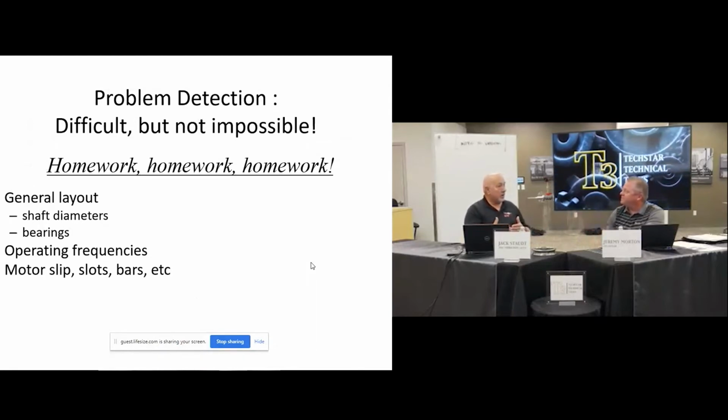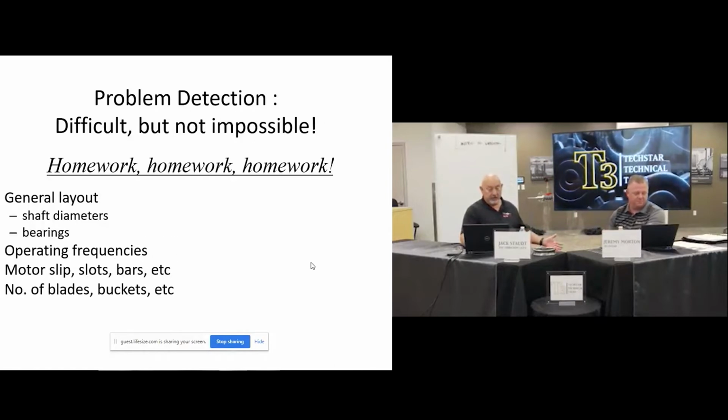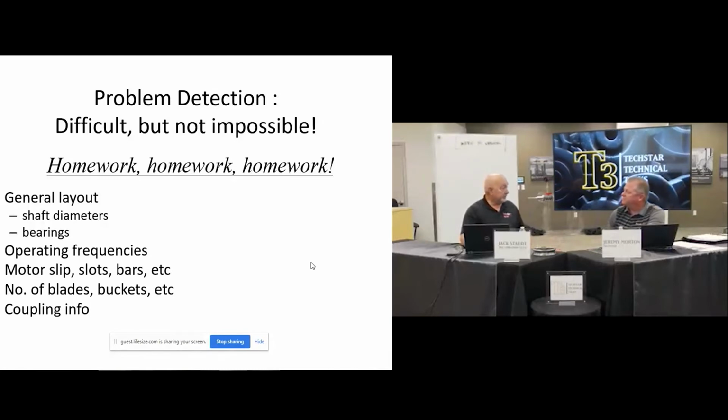Yeah. So, to make sure that guy's collecting good data, you want to make sure your whole program's set up right. Absolutely. So we look at motor slip, slots, bars, and the number of blades or buckets on a turbine, vanes, coupling information. It'd really be nice to know if it was a Lovejoy coupling, because it's 3 jaws, and if you start seeing 3X, maybe you have a misalignment. That makes sense.